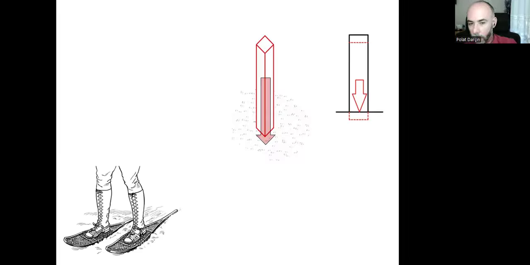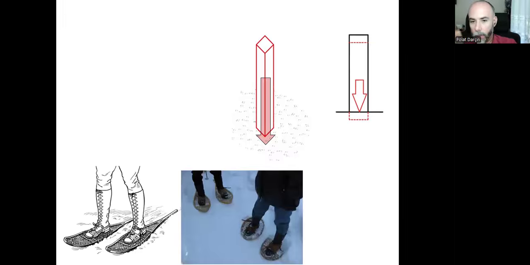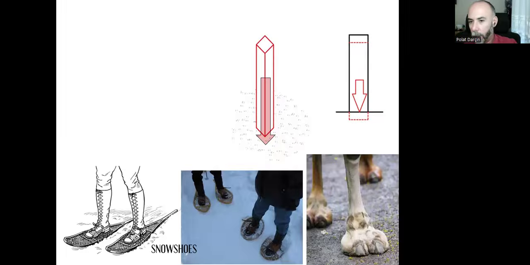So we need a system, we need a solution, something like this. These snowshoes, these are like rackets. People put them on their feet, and by this way, they won't be buried, their legs won't be buried in the snow. It's the same with the camels.